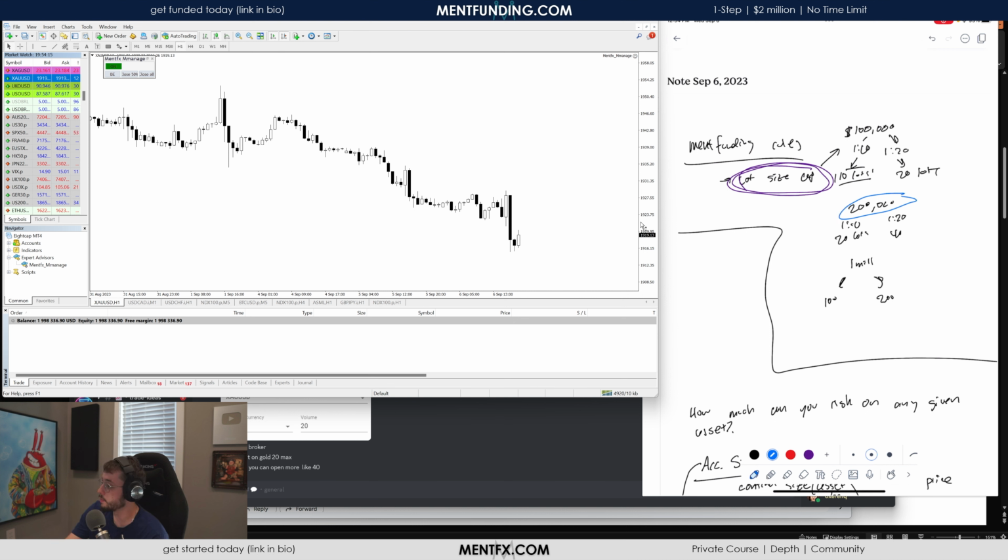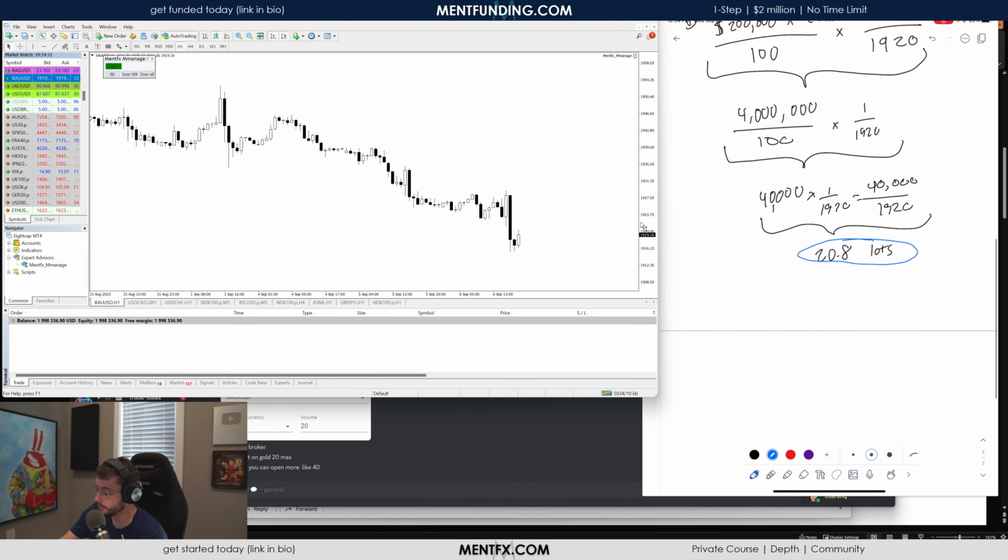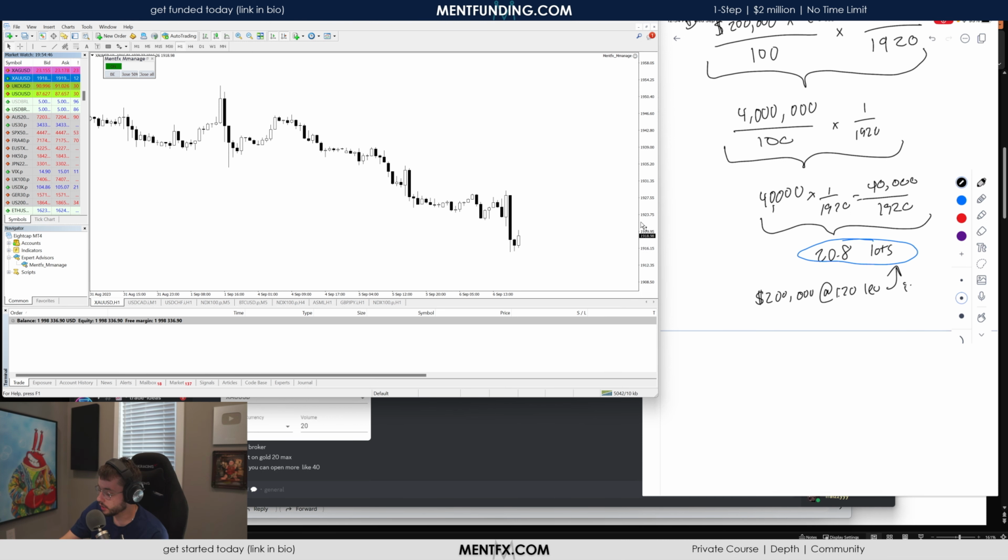If you were trading a Mentfunding 1 to 10 leverage account, the 20 lot size, this goes over it, which means that your actual maximum becomes 20, right? But because you're trading with the 1 to 20 leverage, this is completely within the bounds, which means that 20.8 is the highest number you can open with a 200K account, right? So what does this number mean? It means that on a 200K account, at 1 to 20 leverage, this is the most amount of lots you can open on gold.